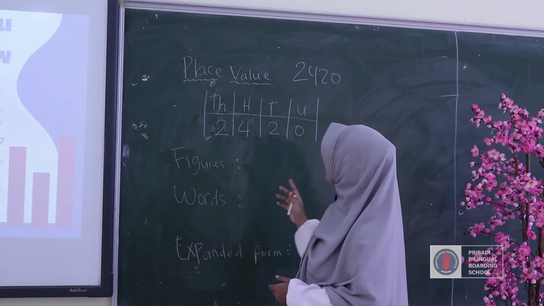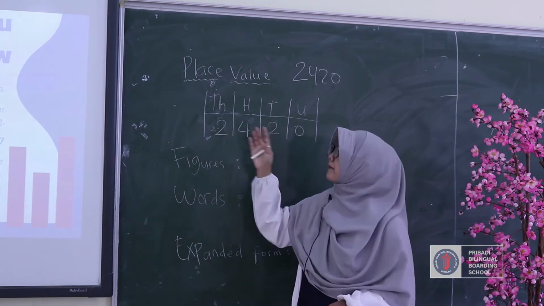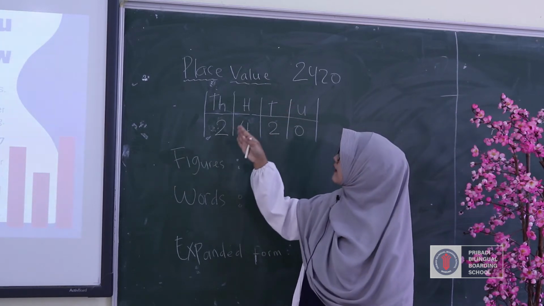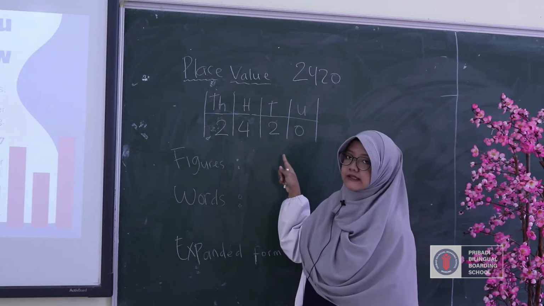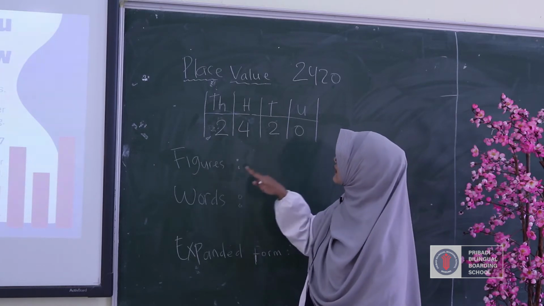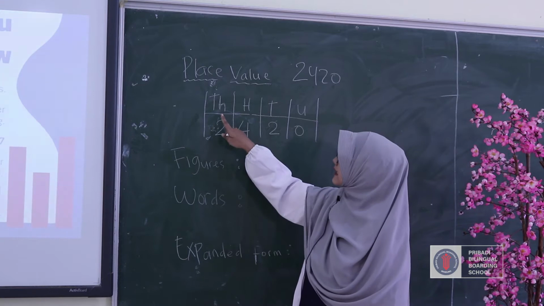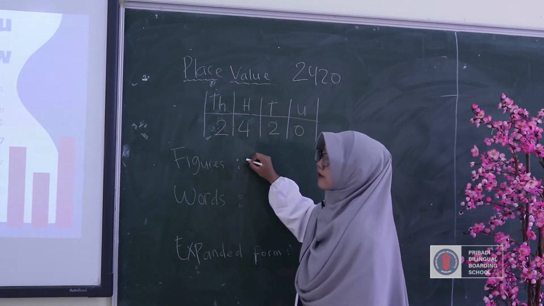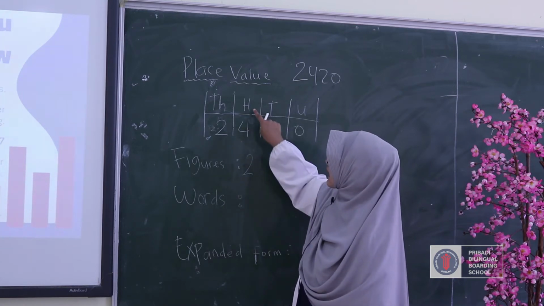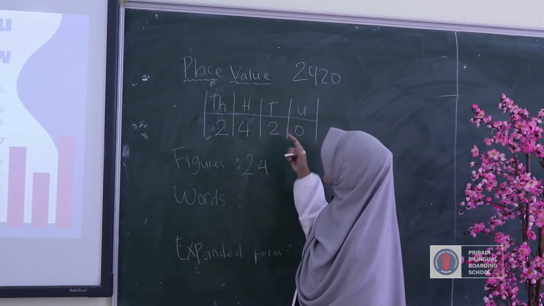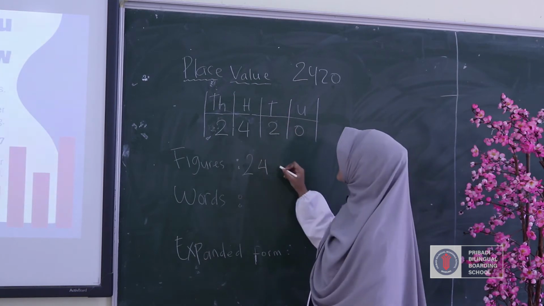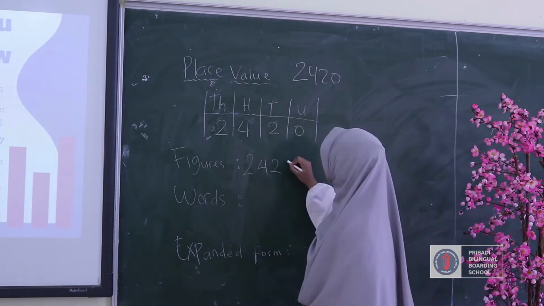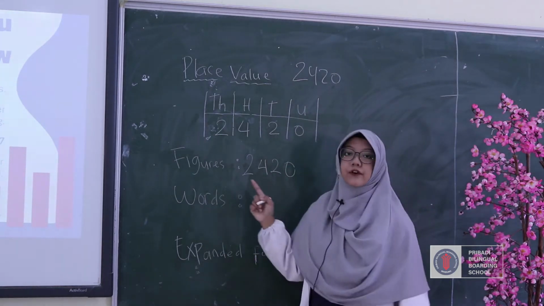Now, after you already know about place value, because you need to determine which digit needs to be put in each box, now we need to write down the figures. Because we have 2 here in the thousands, we can just directly write 2 here. 4 in the hundreds, so just put 4. 2 in the tens, so just write 2. And 0 in the units, just directly write 0. Alright, this one is for figures.